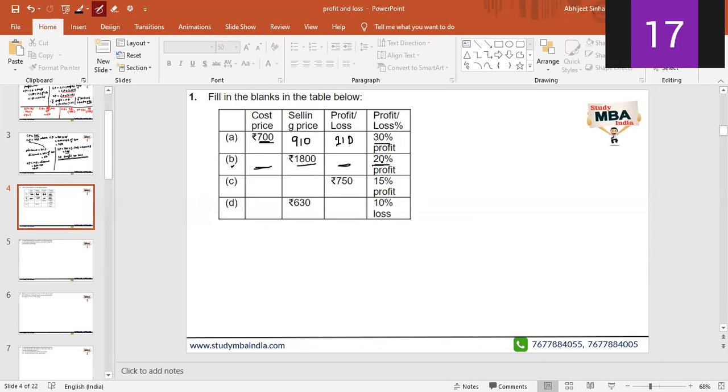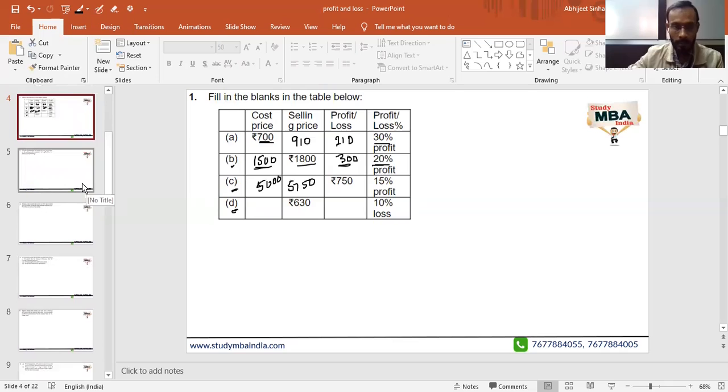Sir, 1500 cost price. Good. And the profit is? 300. Now calculate this. See, D will be your homework. Sir, cost price 5000. Good. And the selling price? 5750.